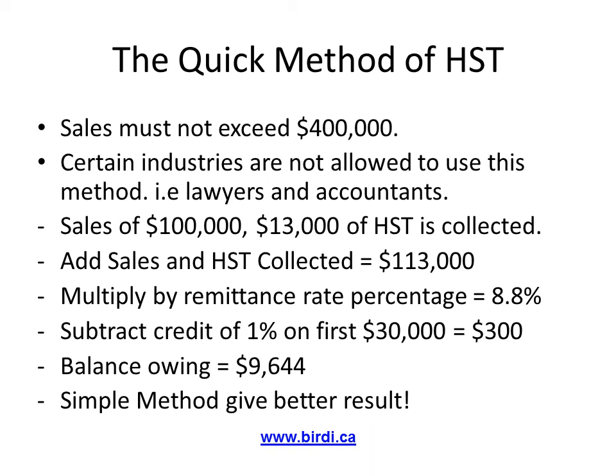In this situation, the simple method was a better method to minimize taxes since there were expenses of $50,000 on which HST was paid. The quick method works best when you have minimal expenses.